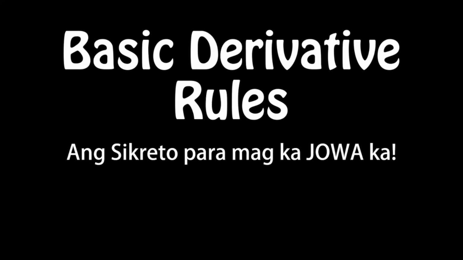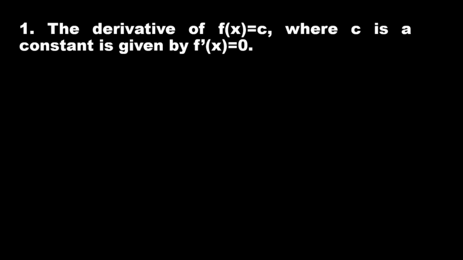So today's lesson will be the basic derivative rules. So ito ang sikreto para magka-jowa ka. Number 1 rule, the derivative of f of x equals to c, where c is a constant, is given by f prime of x is equals to 0. So ibig sabihin lang nito, ang derivative ng any constant function ay equals sa 0.